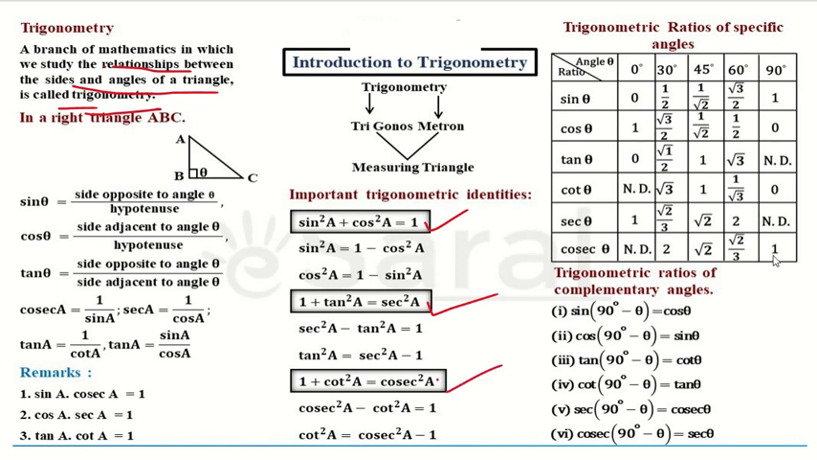Then we learned about the trigonometric ratios. What are the angles? 0 degree, 30 degree, 45 degree, 60 degree and 90 degree. What is sine? 0, 1 by 2, 1 by root 2, root 3 by 2, 1. If I reverse this, I'll get cot. If I divide these, I'll get tan. Then we learned about complementary angles. Sine of 90 minus theta gives cos theta. Same way, cos of 90 minus theta gives sin theta. Tan of 90 minus theta is cot theta, and cot of 90 minus theta is tan theta. Same way, sec becomes cosec and cosec becomes sec.